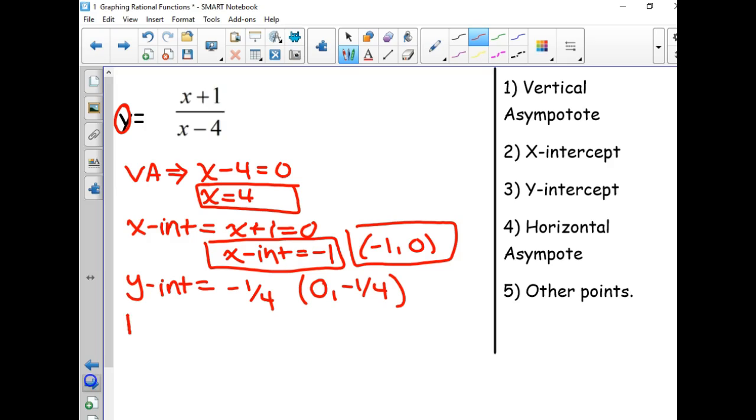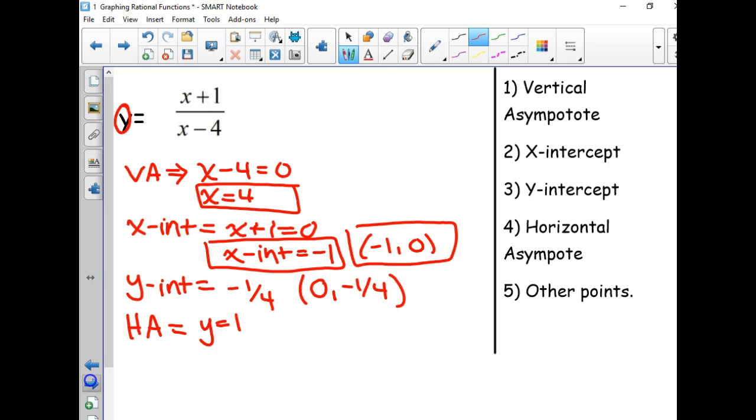My horizontal asymptote, my HA. Is that too bad once you get in the rhythm of it? They do get more difficult tomorrow. What is my leading coefficient? Oh, first, before we go, we need to analyze the degree. What's the degree of the numerator? 1. What's the degree of the denominator? 1. They are equal, so we have to take a ratio of the leading coefficients. And what is that equal to? 1. y is equal to 1.